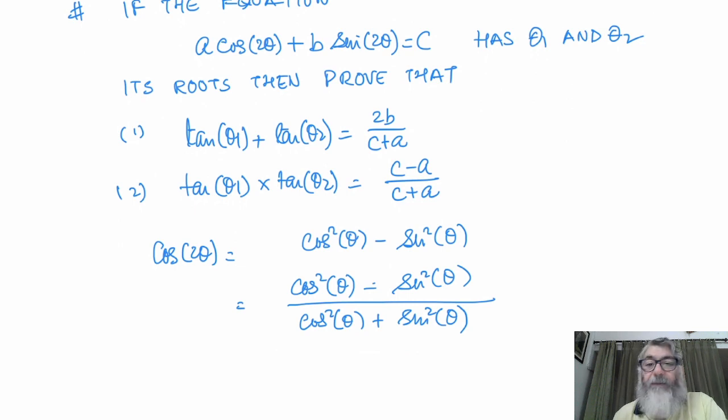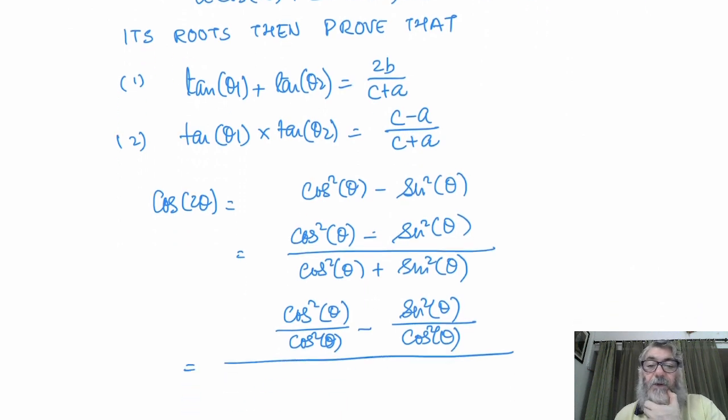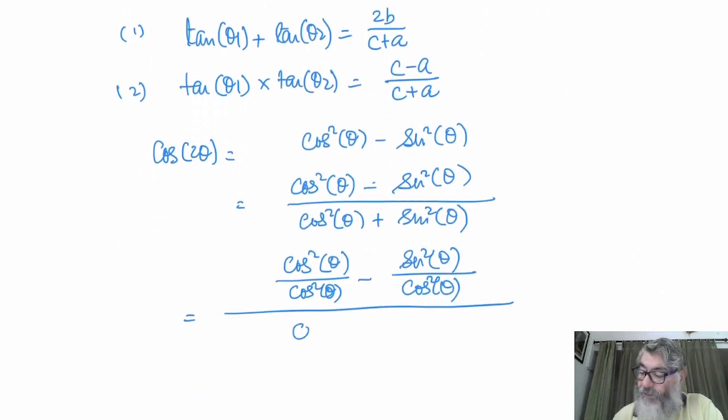Now what am I going to do? I am going to divide the numerator as well as the denominator by cos square theta. Like cos square theta divided by cos square theta minus sin square theta divided by cos square theta. Similarly here, we are going to divide the denominator also by cos square theta. So cos square theta upon cos square theta plus sin square theta upon cos square theta.